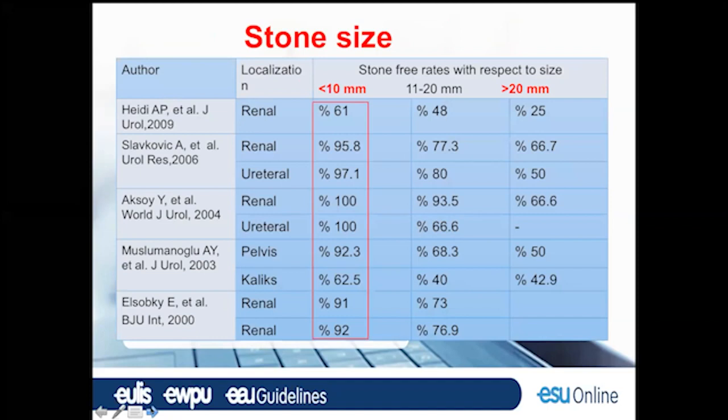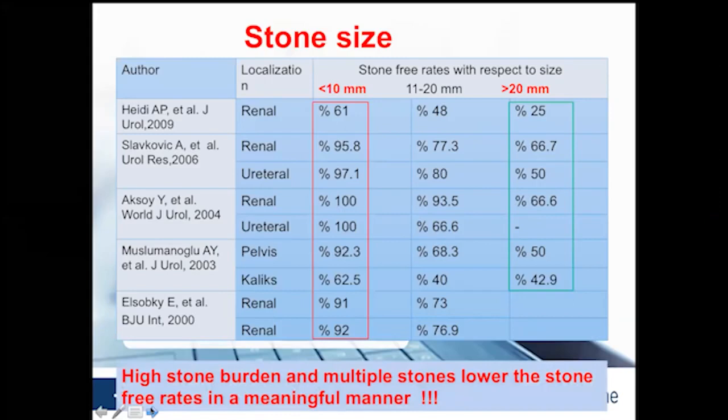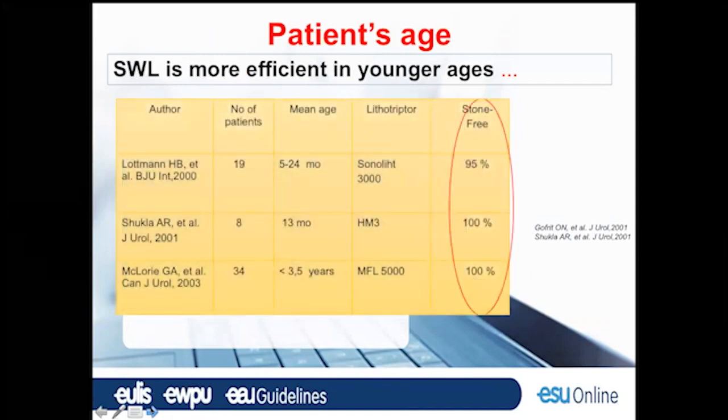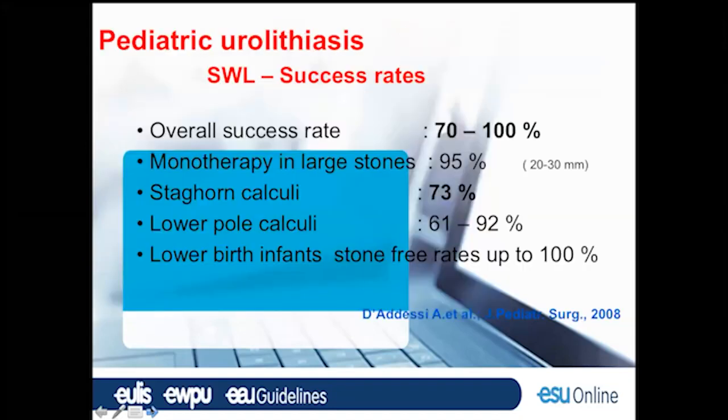And stone size, like in adults, is a major factor for the success rates. Here you see, if the stone size is less than 1 centimeter, more than 95% stone-free rates could be anticipated. But when the stone size goes up, as in adults, the stone-free rate will come down. Also, at very young ages, we can perform this procedure. Coming from the literature, even at very young ages, high energy shock waves could be applied to treat the stones in a very careful manner.